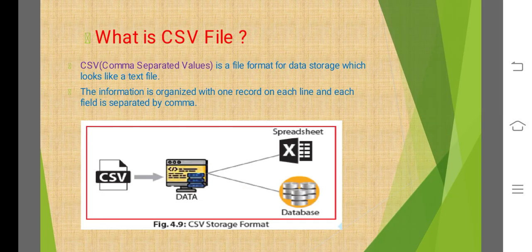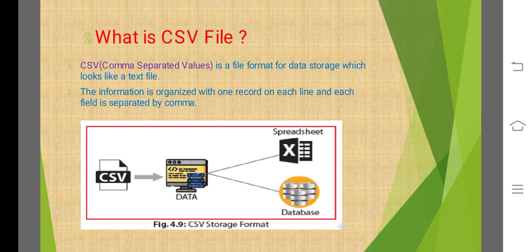Now listen, what is a CSV file? CSV, by the name written here, stands for comma separated value. It is a file format for data storage which looks like a text file. Means the CSV file is always stored in text form, and each and every field is separated by a comma, or there are many other delimiters. The separator character of a CSV file is called the delimiter. Okay, the information is organized with one record on each line, and each field is separated by a comma. That's why it is known as comma separated value.